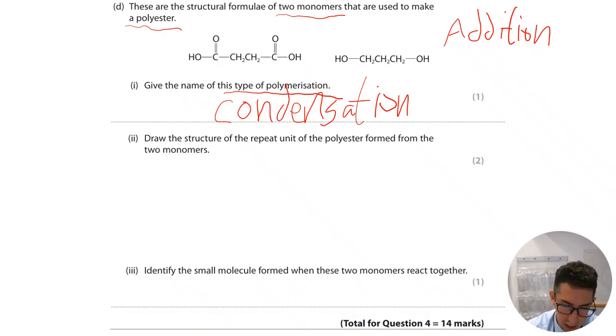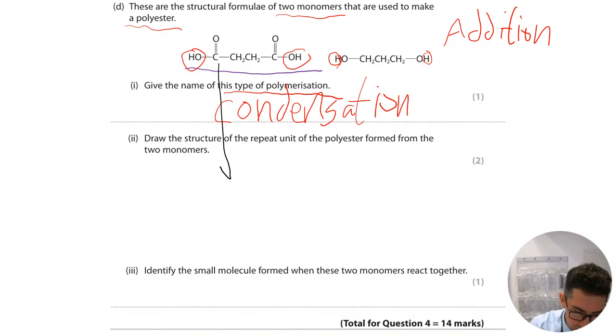Draw the structure of the repeat unit of the polyester formed from the two monomers. Okay, so if we go up to our dicarboxylic acid, let's circle the things which are going to leave. In the carboxylic acid, both OH groups are going to leave, and in the alcohol, both hydrogens are going to leave. And then we'll draw everything else exactly as it is. So let's draw this one down here, minus the parts that leave. You can see there's that C double bond O. Let's draw everything else exactly as it is. It hasn't asked for displayed formula, so I can use a mixture of displayed and structural like they have there.